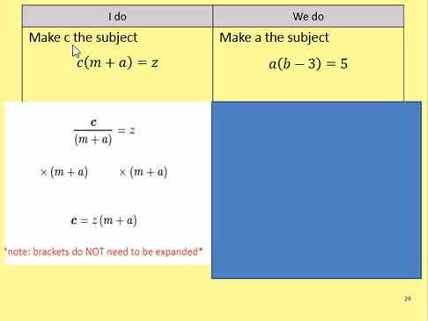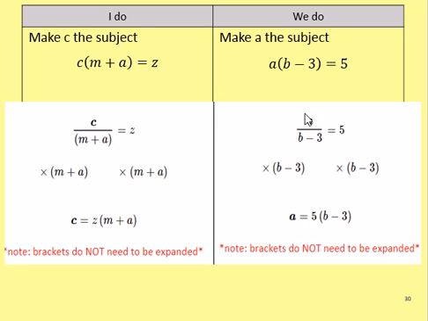And now we have make C the subject, and it's C times M plus A equals Z. So C is being multiplied by M plus A this time. So again, ignore this solution. Sorry, this is incorrect. Ignore this. So C times M plus A. What we're going to do is the opposite of times by M plus A: divide by M plus A. So you should get C equals Z divided by M plus A. Remember, we do the opposite. Divide by M plus A as your first step. So C equals Z divided by M plus A.